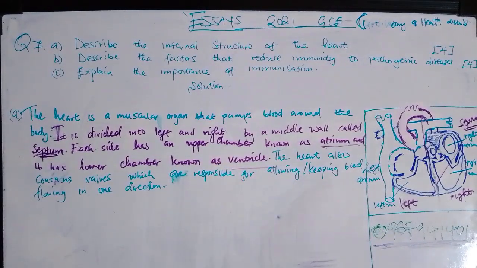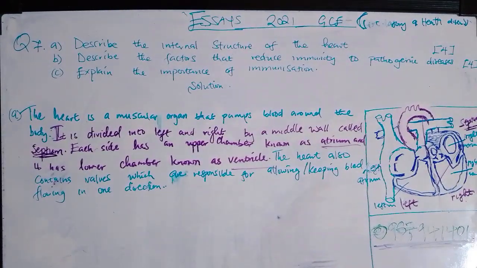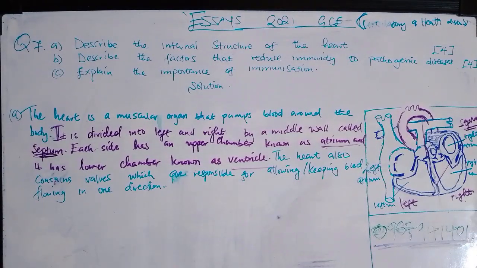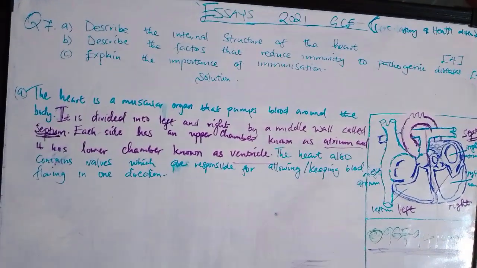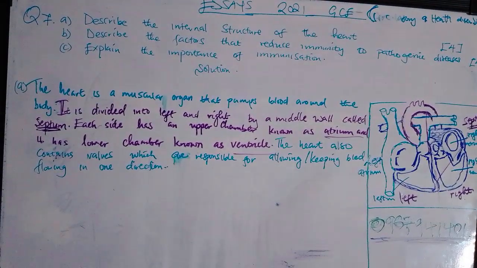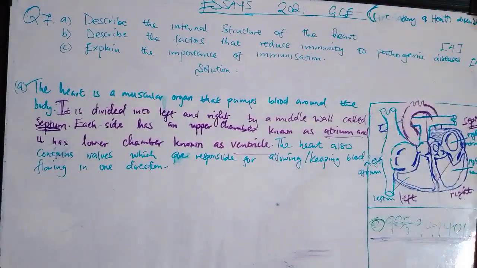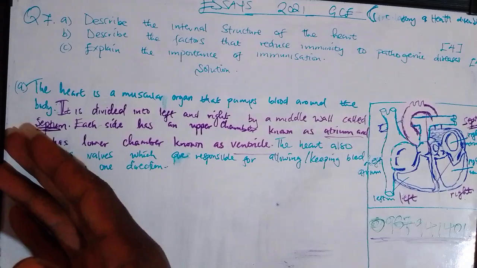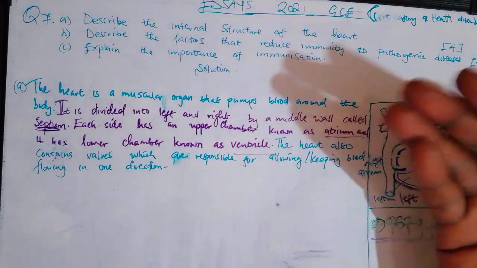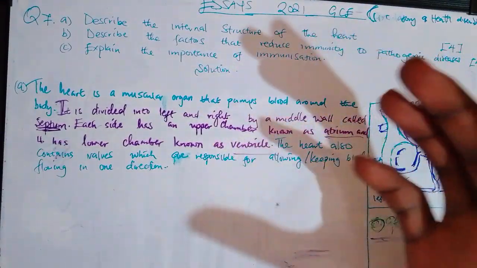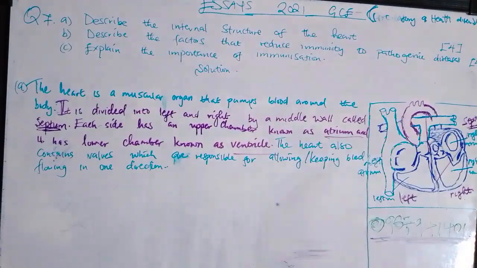So again, you describe now the heart as having valves which prevent the what? The backflow of the blood, keeping the blood moving in one direction. This can get you your entire 4 marks. You have described what? The septum, the atrium, the ventricle, and you have also described what? The valves.